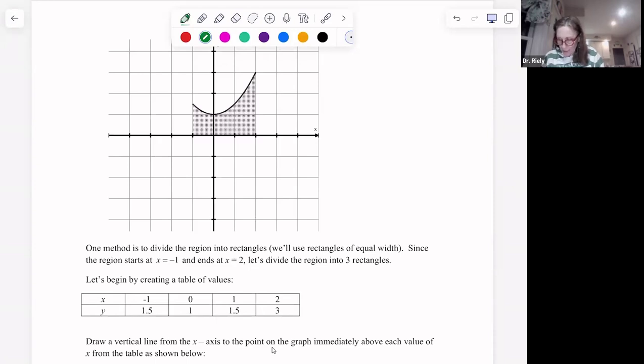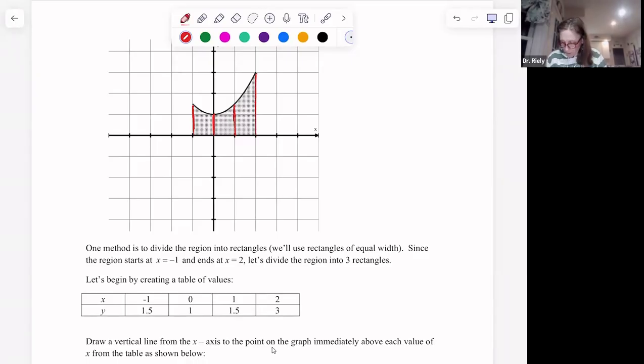Since the region starts at x equals 1 and ends at 2, let's use 3 rectangles because they come very naturally. So here, start here. Then I have, it will be a rectangle in a second right there. Then I have another one here and another one here. So that's going to give me 3 shapes. They're not currently rectangles.